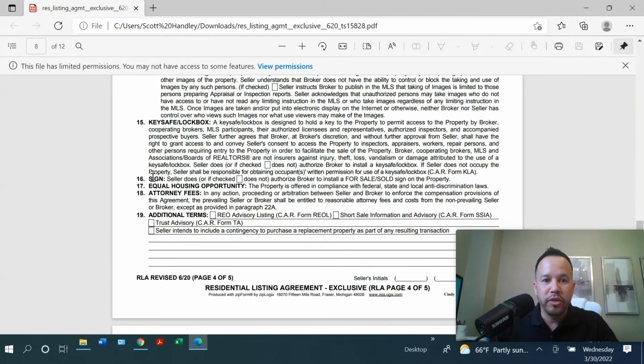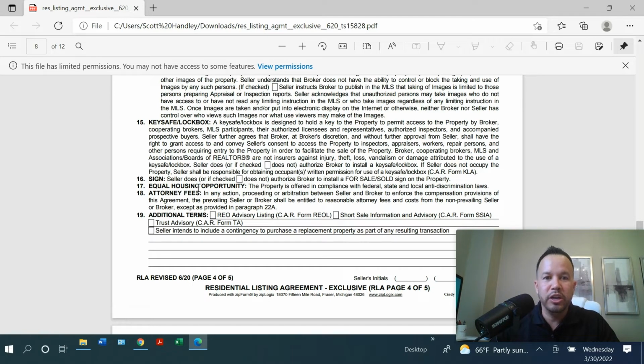So also the sign, the seller does, or if checked, does not authorize broker to install a for sale sign on the property. Again, if any of these are checked, you need to bring it to our attention because we want full exposure. We want to make sure when we market the property, it's done correctly and we give it as much exposure and showings as possible. So we don't want these boxes checked, unless sometimes they don't want a sign in their yard because maybe they don't want the neighbors to know that they're moving or something like that. Then we would just go ahead and check this box here.